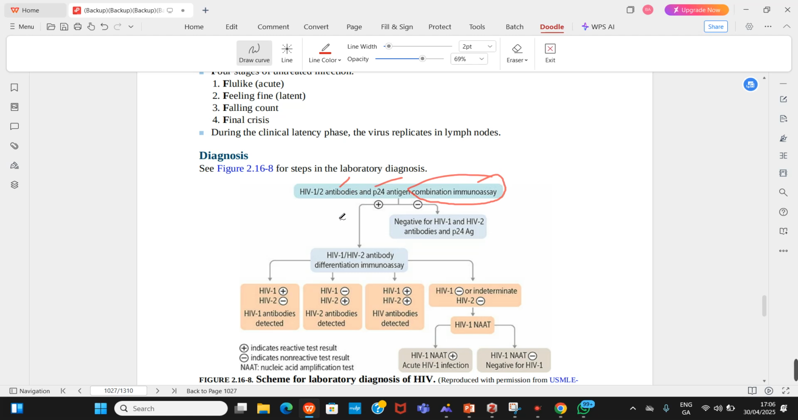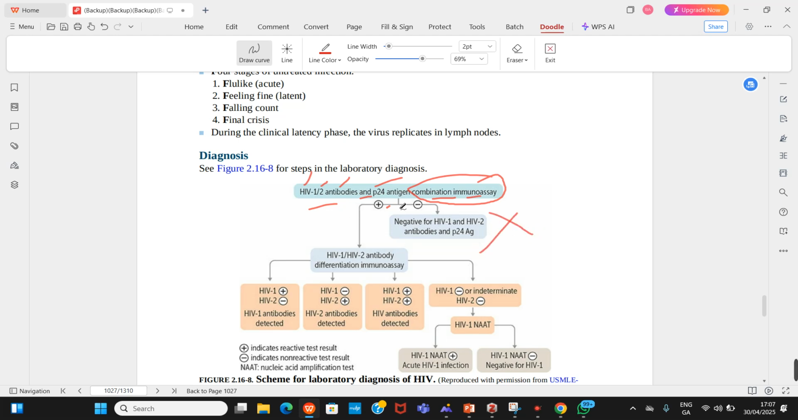Now, one thing about this test is that if either of them is positive, you are going to get a positive result. So you don't need both of them to be positive. Once any of this stuff that is being tested is positive, you get a positive result here. So you do your combination immunoassay, which is testing for your P24, which is a matrix antigen, and your HIV-1 and HIV-2 antibody. HIV-1 is very common in the world. HIV-2 is in West Africa. So if you do your combination immunoassay and it's negative, you can confidently say that this person doesn't have HIV.